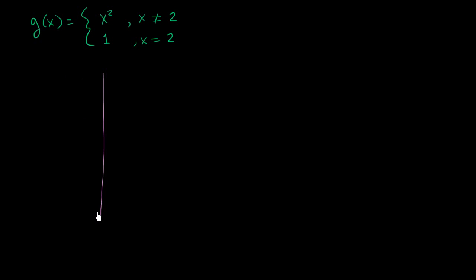So this is my y equals f of x axis. This is my x axis right over here. Let me draw x equals 2. Let's say this is x equals 1. This is x equals 2. This is negative 1. This is negative 2. And then let me draw. So everywhere except x equals 2, it's equal to x squared.